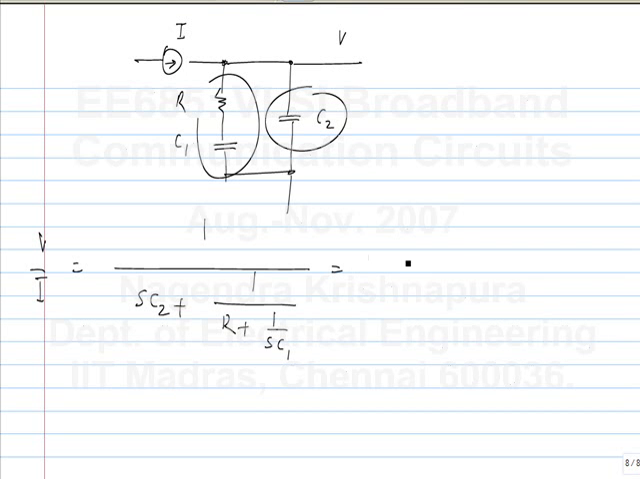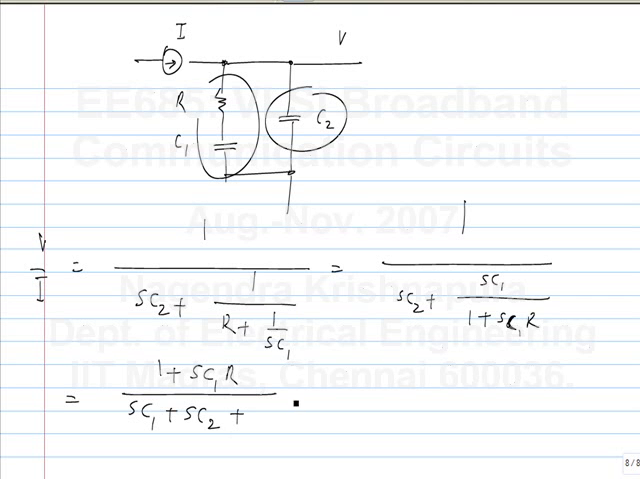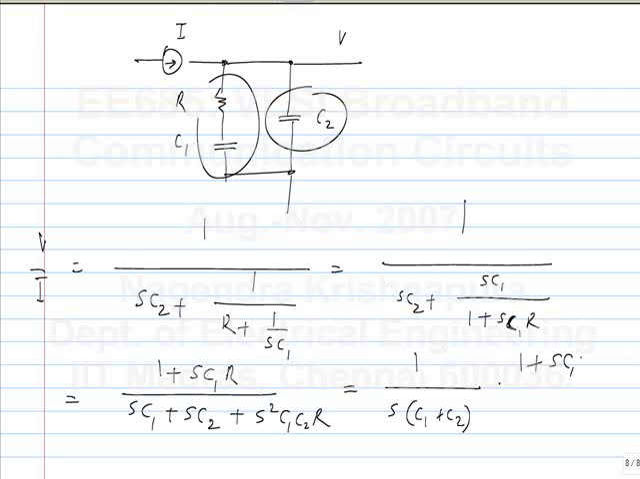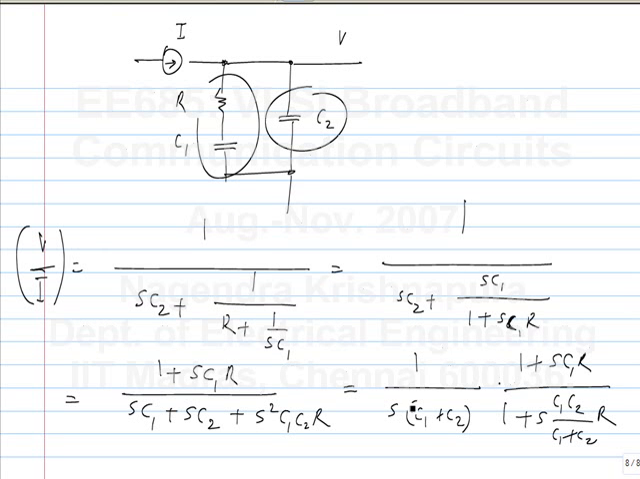So this will in turn give you SC1 plus SC2 plus, and it's convenient to write this in a different form. So this is a transfer function which has the dimensions of impedance. At low frequencies it's 1 over S times C1 plus C2, and it has a zero at 1 over C1R, a pole at 0, and a pole at approximately 1 over C2R, assuming C1 is much greater than C2. That's how it should be, right?